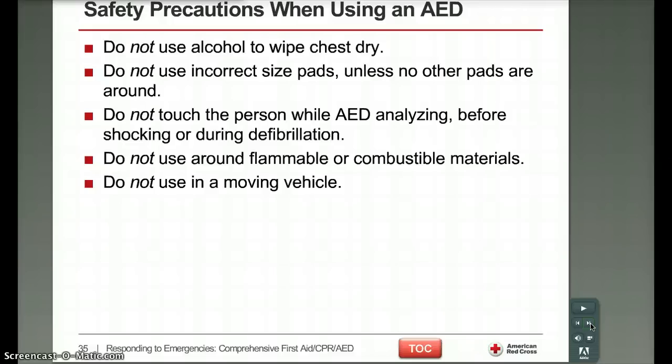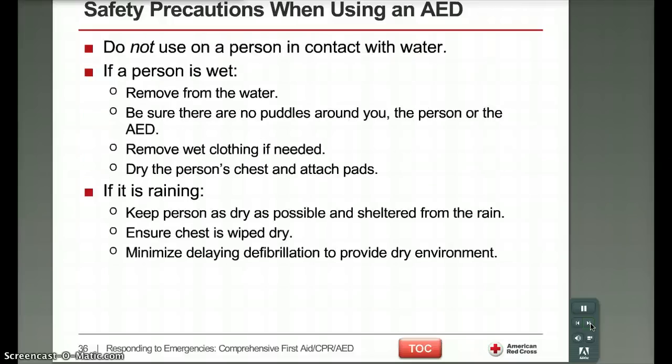Do not use flammable or combustible materials in and around the AED because of the electrical activity. We don't want a spark to occur and a fire or a burn to set in. Do not use it in a moving vehicle, because of the movement of the car, the AED is going to have a very difficult time analyzing whether or not that victim has any heart rhythm. Some other precautions: do not use on a person in contact with water.